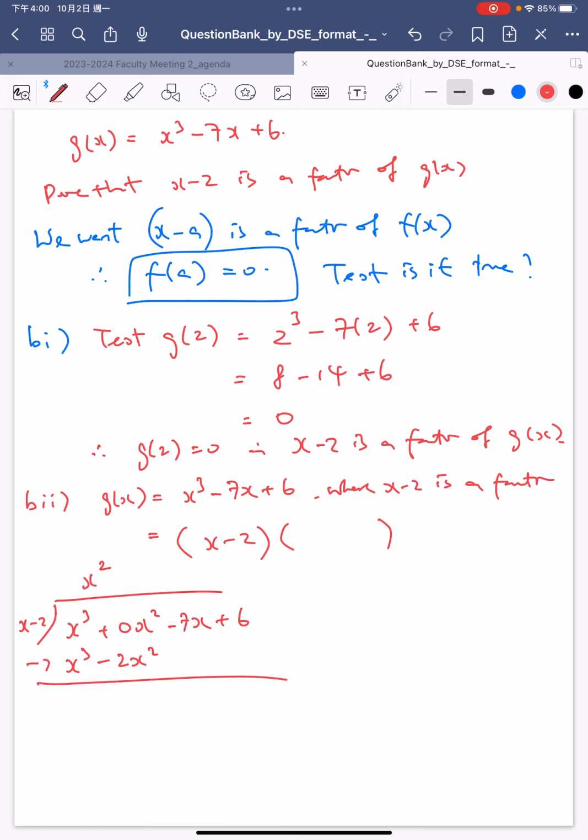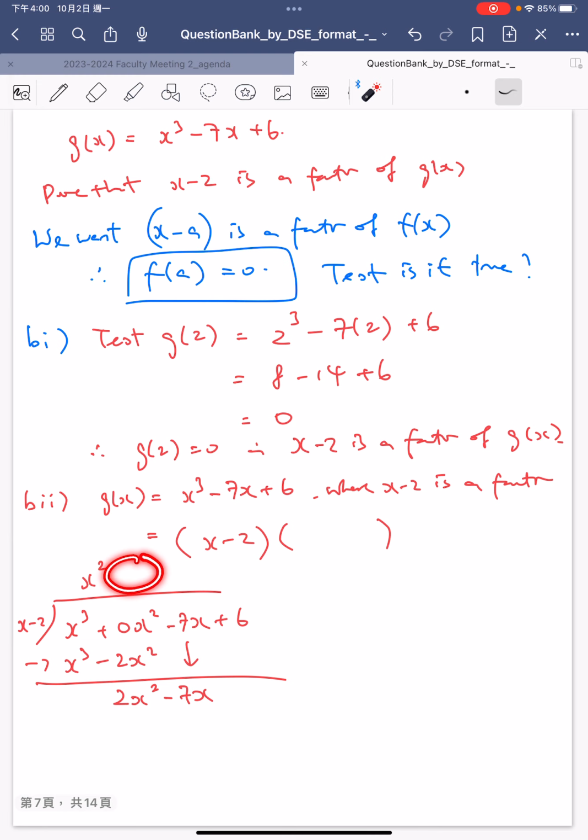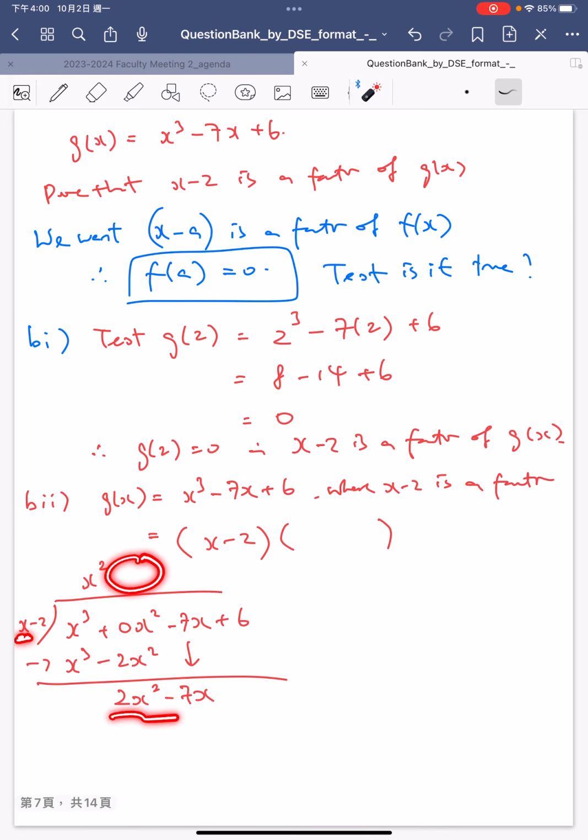Then we do the subtraction. x cubed minus x cubed gives you 0. 0 minus negative 2x squared will give you 2x squared in positive. Then we take the next digit, the negative 7x, and we do similar things. We need to find something times the x that will give you 2x squared. So we have the 2x here. So 2x times x gives you 2x squared. Then 2x times negative 2 will give you negative 4x. And again, we do the subtraction.